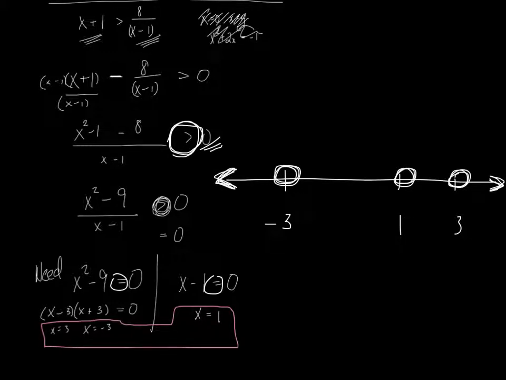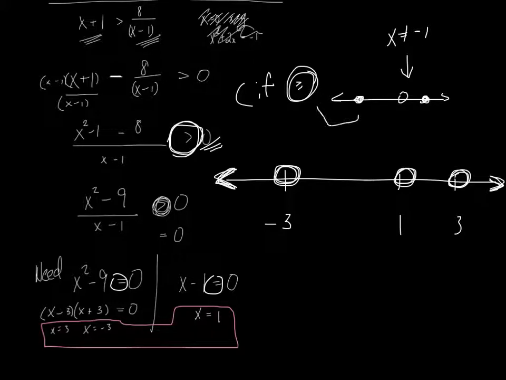If it were greater than or equals, then I'd still have a circle at 1, but I'd have a dot at 3 and a dot at negative 3. The reason is that x can still not be equal to 1, but if I'm allowing the equals, then x could actually equal negative 3 or 3. Do you understand what I mean by a colored-in dot versus a circled dot?